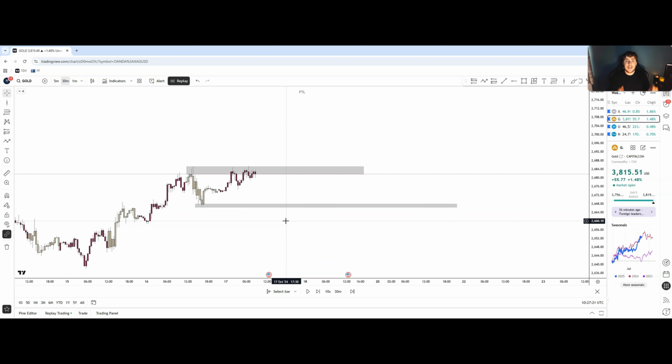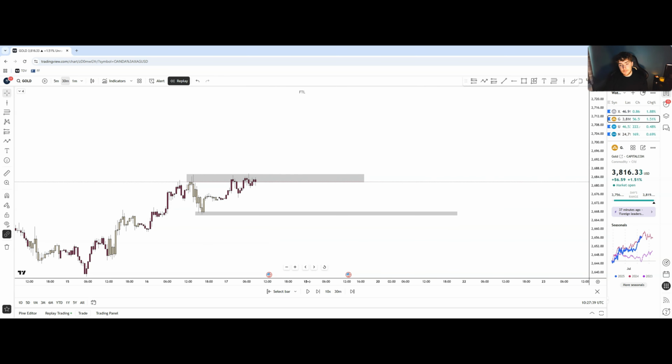And again, it's that mentality that you have to adopt. If price does this, I want to do that. However, if price wants to do this, I will do that. In this case, if price breaks below, I want to get into sells. If price breaks above, I will get into buys.